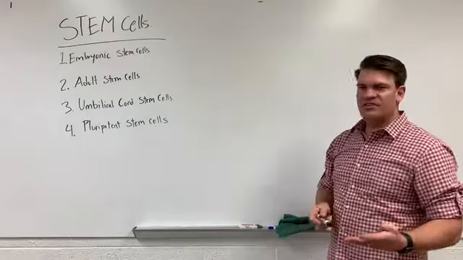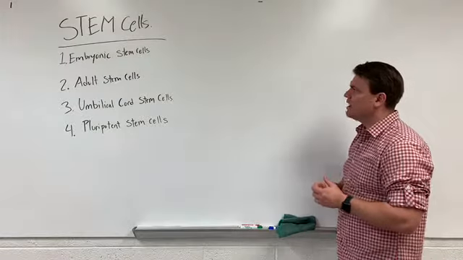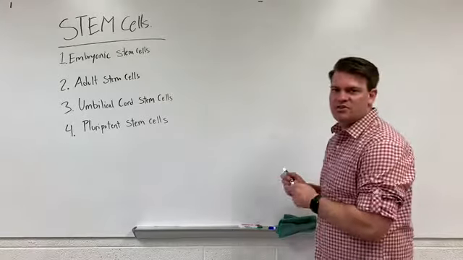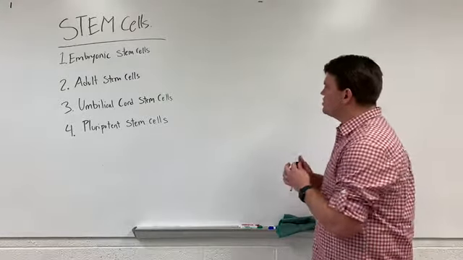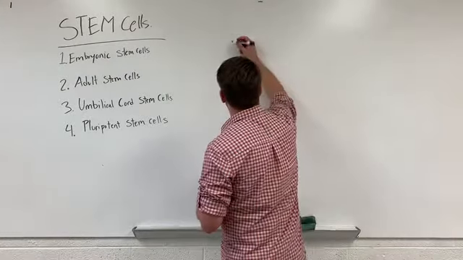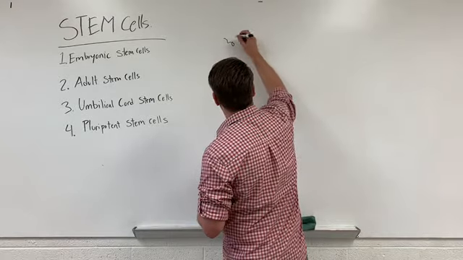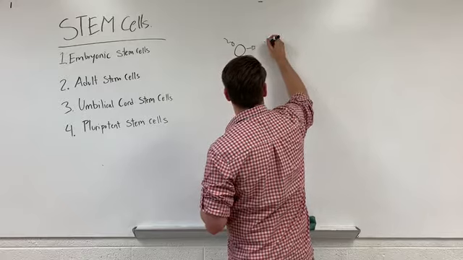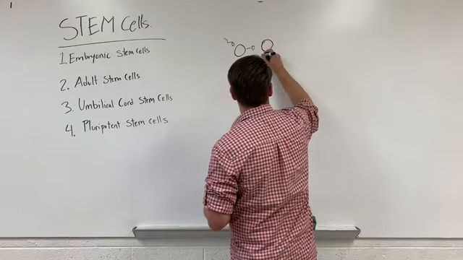Now, there are 4 different types of stem cells that we're going to be talking about. The first one is our embryonic stem cells, which are the stem cells I was just talking about. So once again, when you first have your sperm and egg come together, they create a zygote.